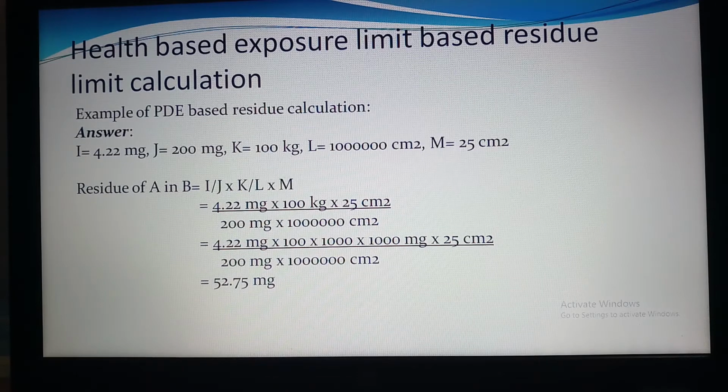Then one example is given for PD residue calculation. Here I becomes 4.22 mg, that is PDE, and J is 200 mg, K is 100 kg, L is 10 lakh centimeter square, M is 25 centimeter squares. So by putting the values in the formula, we'll get the residue of A and B, that is 52.75 mg.